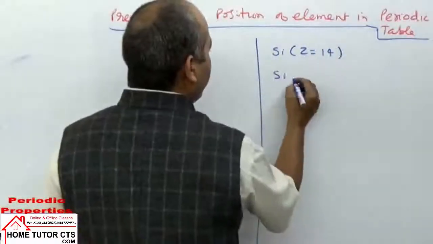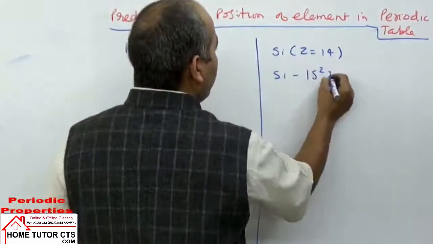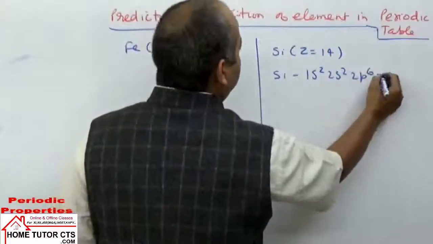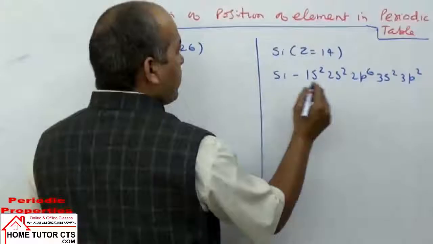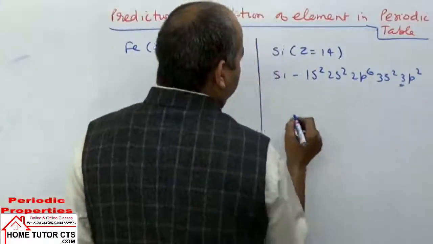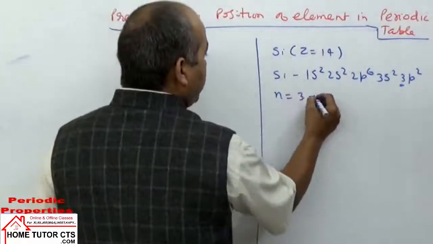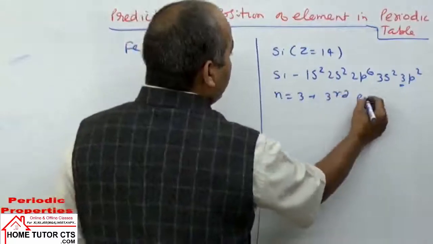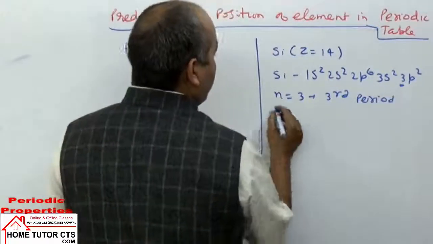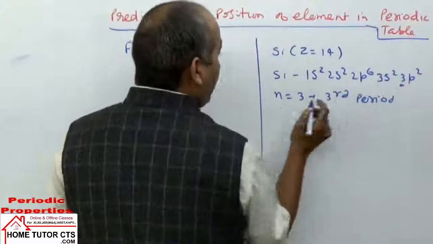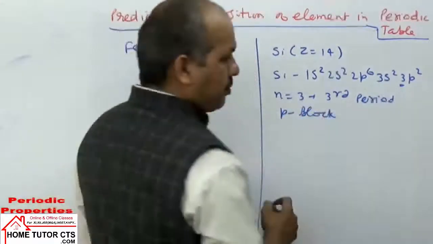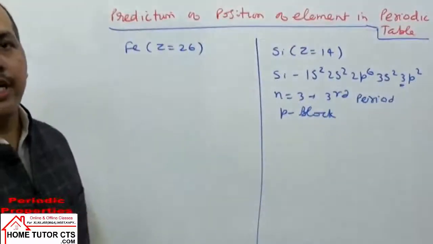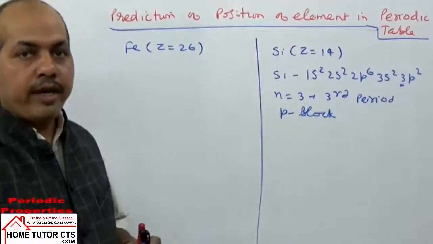For silicon, what is the electronic configuration? 1s2, 2s2, 2p6, 3s2, 3p2. In this case, what is the highest value of n? It is 3. So n highest is 3, which means it is an element of the third period. The last electron enters p orbitals, so it is a p block element.